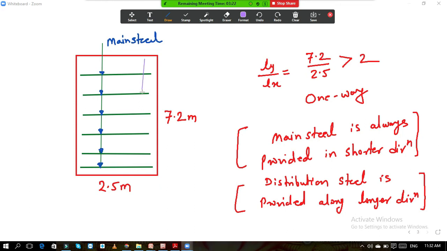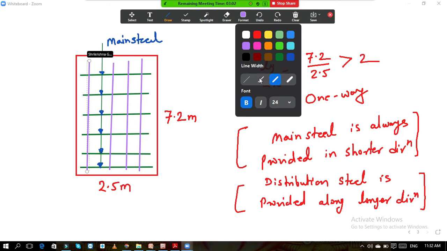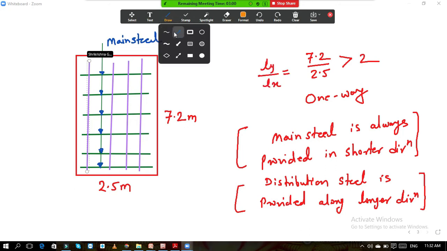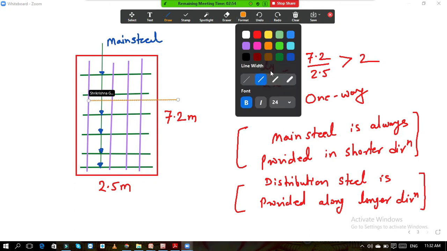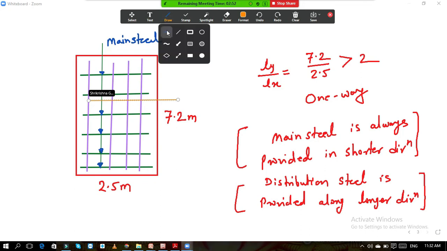distribution steel is provided. So in this way, like this, distribution steel is provided. This is the direction of distribution steel. In this direction distribution steel is provided. Okay, this is your distribution steel. This is called distribution steel.